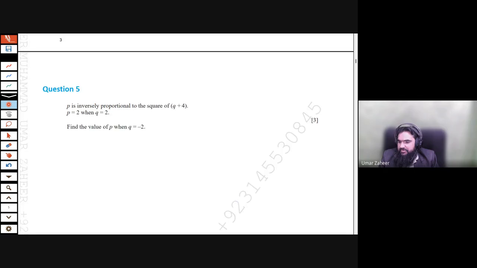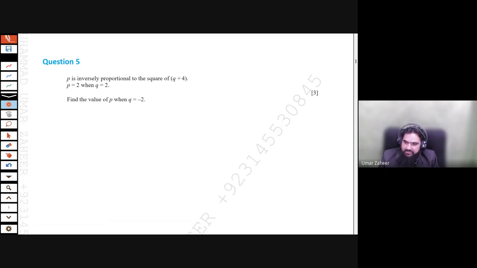This is also an inverse proportion. It says that p is inversely proportional to the square of q plus 4. Read the statement very carefully. It means it is q plus 4 whole square. So p is inversely proportional to 1 over q plus 4 whole square, which means p is equal to k divided by q plus 4 whole square. That is my equation 1.